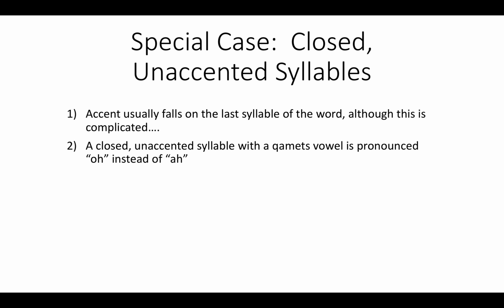Now here's the special exception that you have to pay some attention to. A closed, unaccented syllable, a closed syllable being consonant-vowel-consonant, with a kametz vowel. Remember, kametz is that little T-shaped vowel that usually is pronounced ah. In the case of a closed, unaccented syllable that has a kametz vowel, the vowel is pronounced o instead of ah.